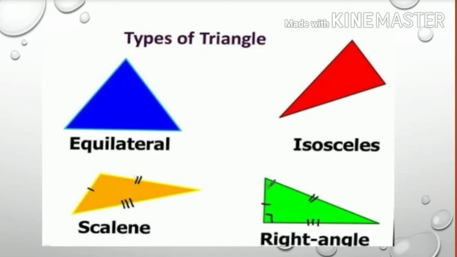Hello children, today we will be learning about something related to triangles. Here in the slide you can see different types of triangles: equilateral triangle, isosceles triangle, scalene and right angle triangle. So today I am going to tell you something about the right angle triangle.